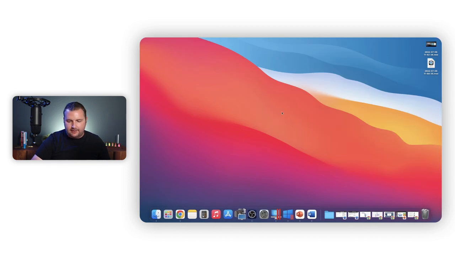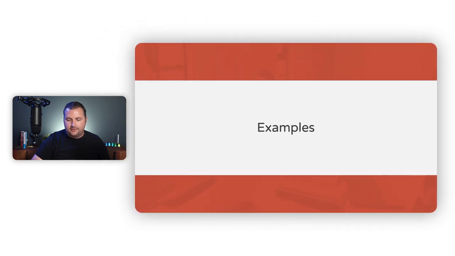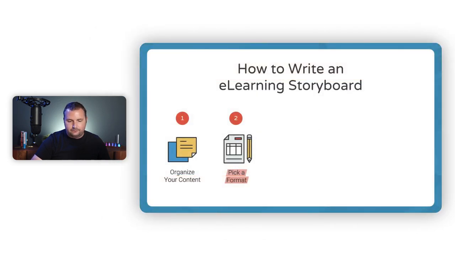We'll reference back to these as we talk a little bit more about some of the different tips for storyboarding. All right, so we talked about organizing your content. Step number 2, we talked about picking a format and a little bit about examples for that. And step number 3, we're gonna talk about drafting a storyboard.